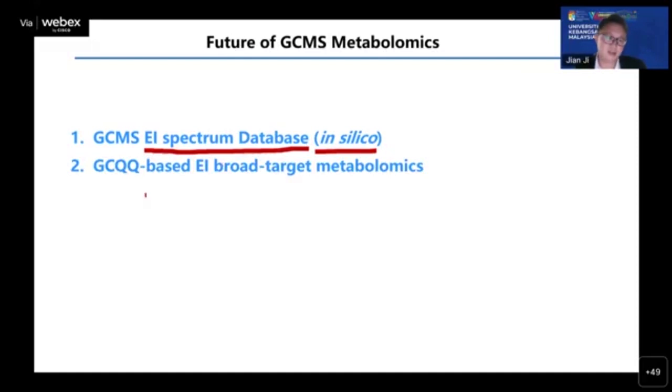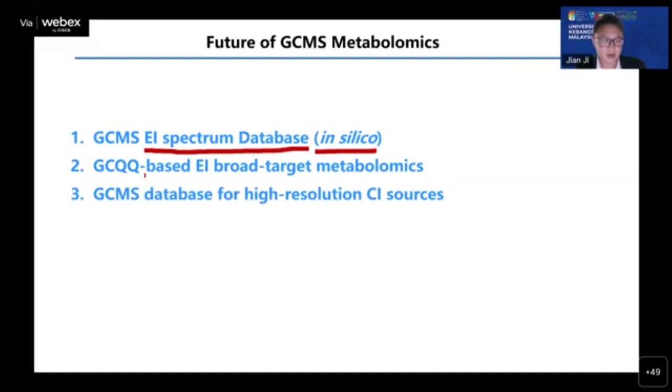The other thing we need is GC-QQQ based EI broad target metabolomic technologies. That means we are going to need many standards to build this library. But if we can detect them, it will be much more useful. The third thing is high resolution CI source GCMS technologies for metabolomic study.